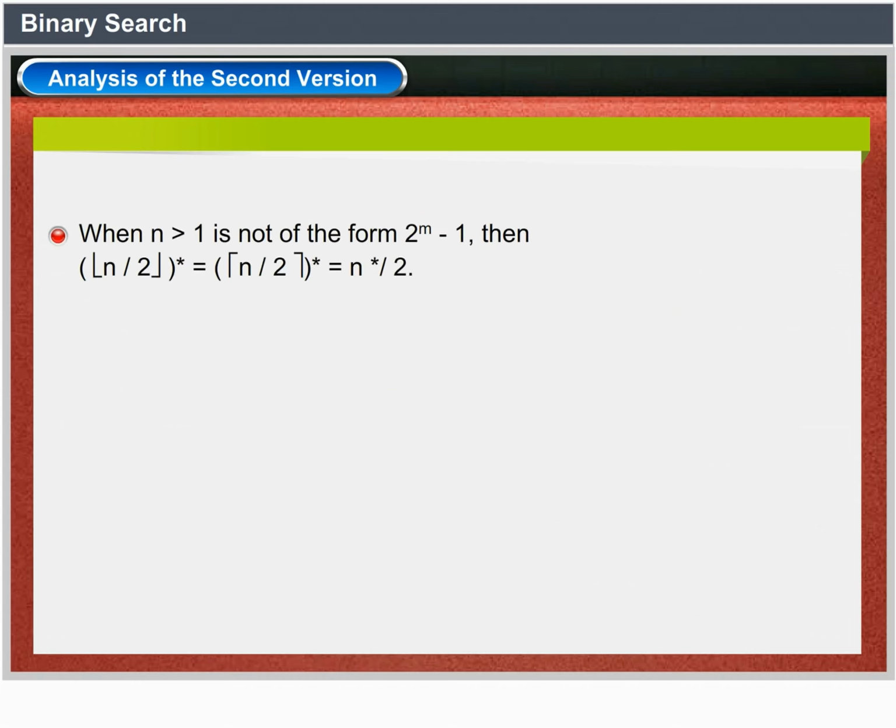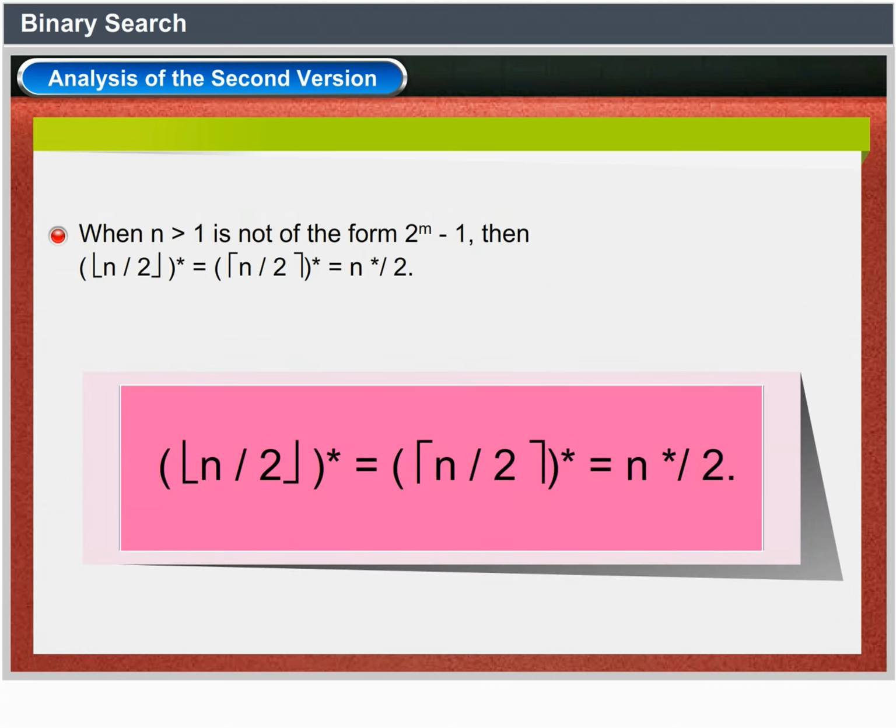When n > 1 is not of the form 2^m - 1, then the star of floor(n/2) equals the star of ceiling(n/2), which equals n*/2.